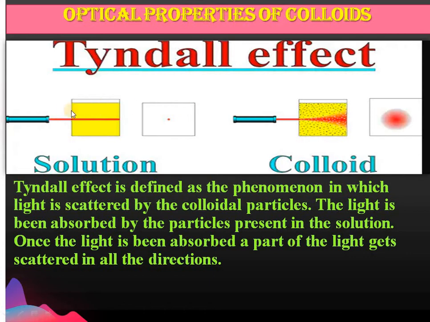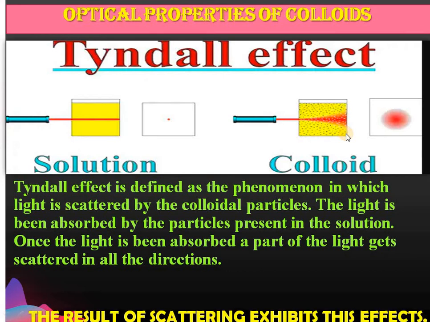This means that we have a straight beam of light and it should stay like this as it is coming, but as it passes through the colloidal solution, we get this, which represents the scattering of light. So the Tyndall effect is defined as the phenomenon in which light is scattered by the colloidal particles. The light is absorbed by the particles present in the solution. Once the light is absorbed, a part of the light gets scattered in all directions, and we can see in this image that the light is scattered in a colloidal solution.